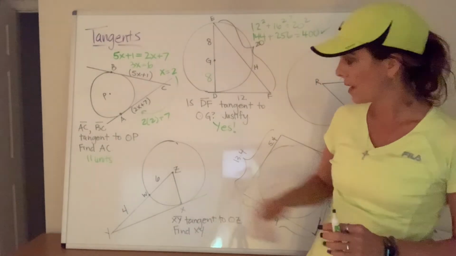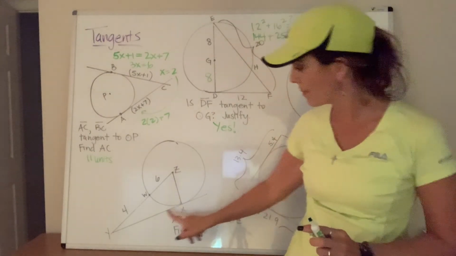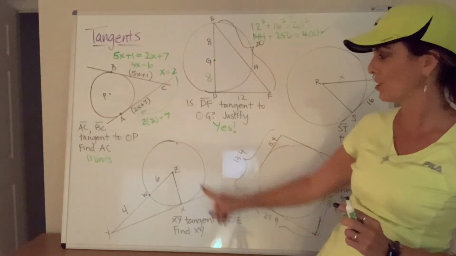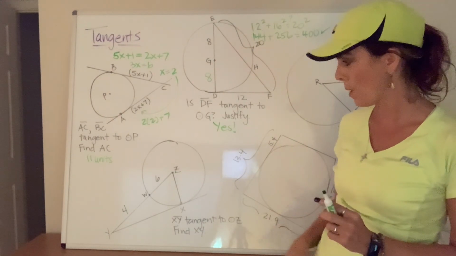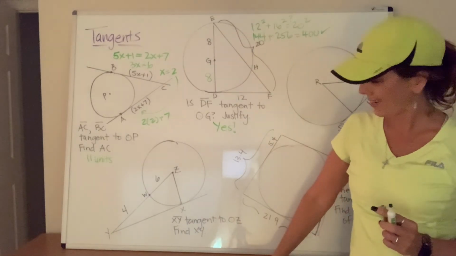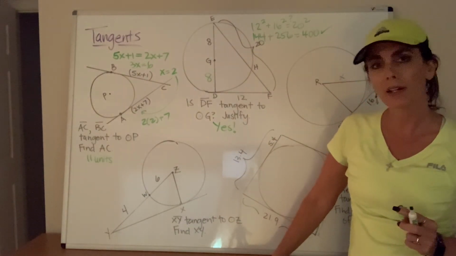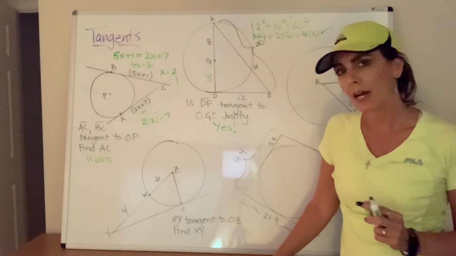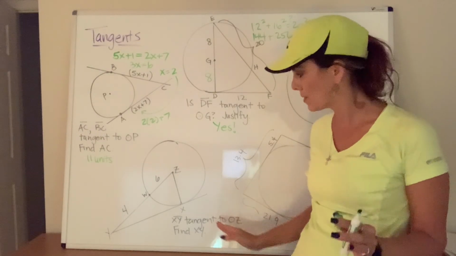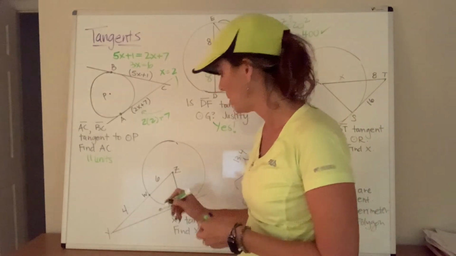Okay, how about this one down here? We have a circle, and we're told that segment XY is tangent to circle Z, and we want to find the length of XY. Now, at first glance, it doesn't look like I have enough information. Now, I do know that if it's tangent, I can say that this is a right angle. All right?